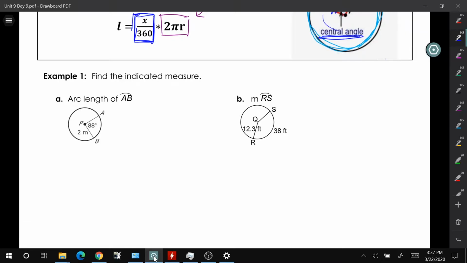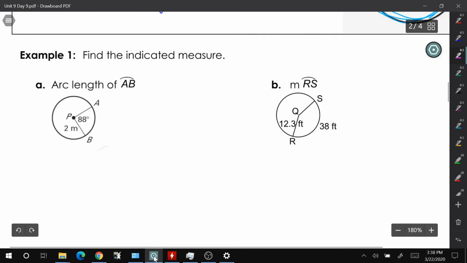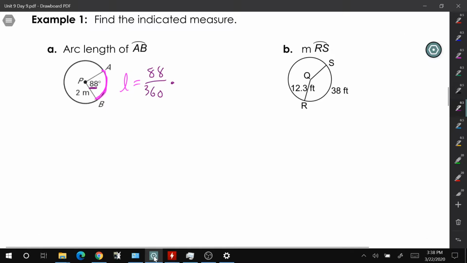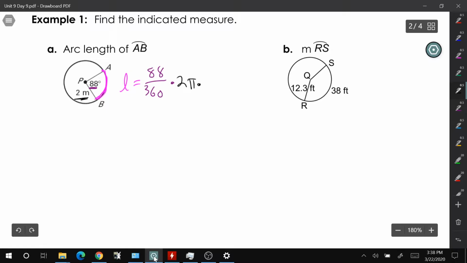So find the indicated measures. So we want the length of AB. So I want to figure out what this distance is. So the arc length, I just kind of write it as a cursive L, is equal to x over 360, or our angle is 88 over 360 times 2 pi times our radius, which is 2.